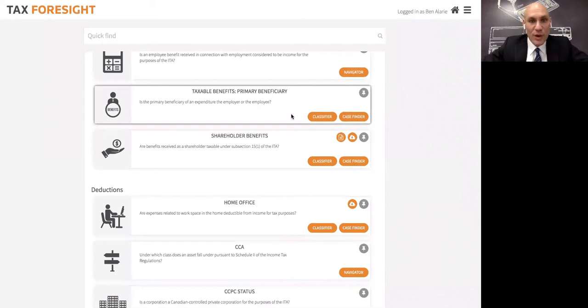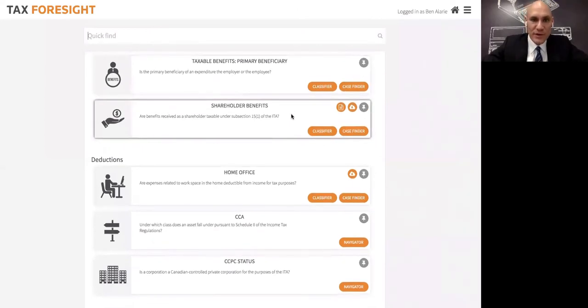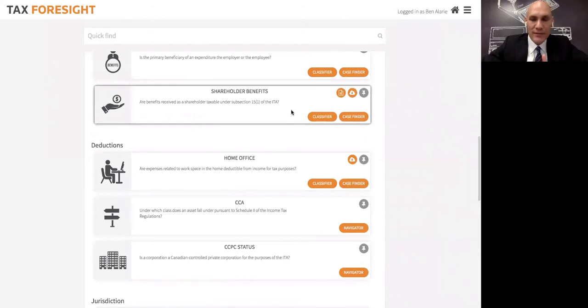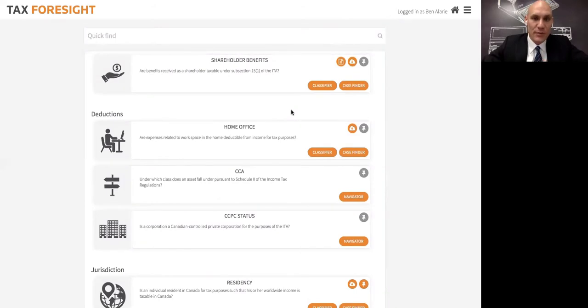We've got taxable benefits, primary beneficiary. This is trained on all the case law. And here the question is whether a particular expenditure on the part of an employer benefits primarily the employer or the employee. So for something to be a taxable benefit, the primary beneficiary has to be the employee. Otherwise, it's for the employer's business purposes, therefore not a benefit to the employee. And so this classifier and case finder will help you navigate through all those cases, get a good handle on whether a court would likely say that the taxpayer is the primary beneficiary in those circumstances. Shareholder benefits, same thing. Who's the primary beneficiary of various things that might be characterized as shareholder benefits?